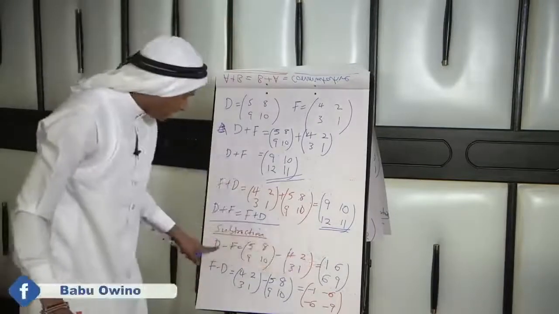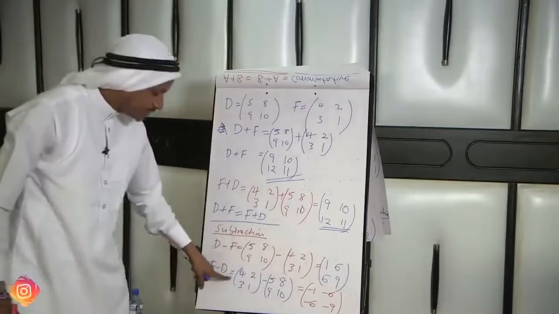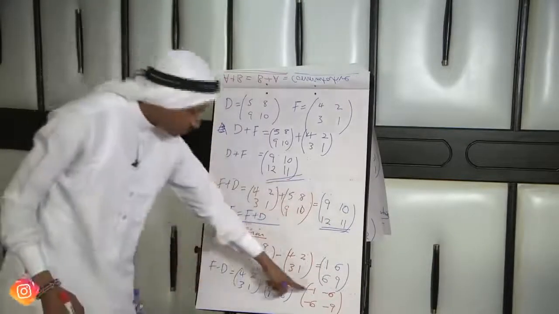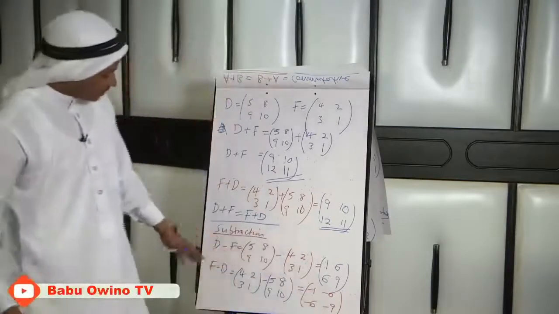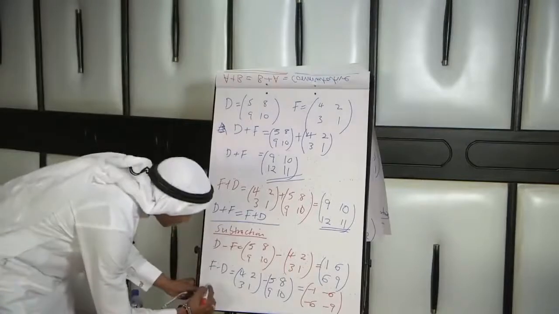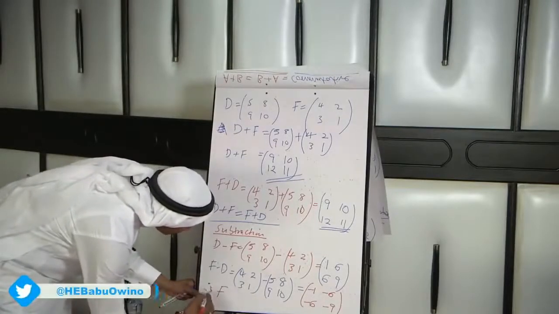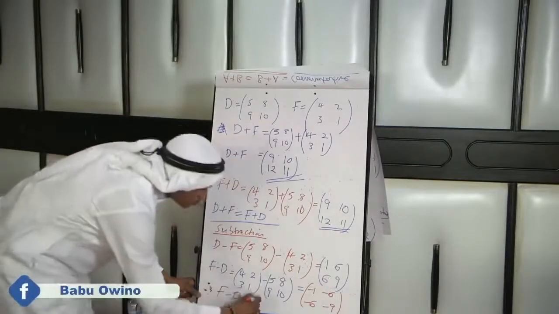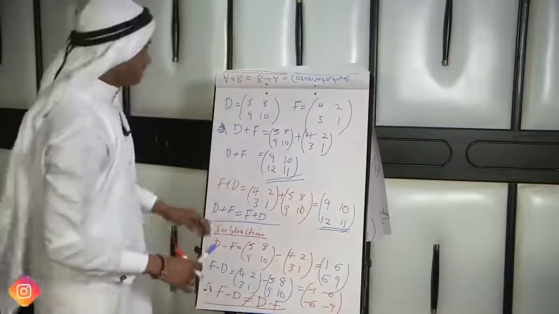So we have D minus F is 1, 6, 6, 9, and F minus D, when you interchange them, gives you minus 1, minus 6, minus 6, minus 9. Therefore, F minus D is not equal to D minus F. They are non-commutative.